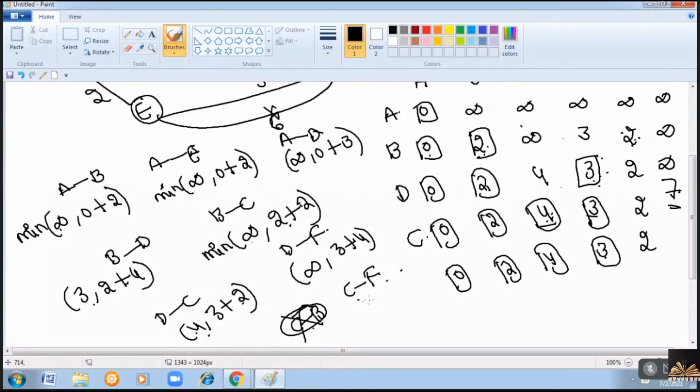So C to F is there, so minimum of F value is 7, destination value, and the mark value is 4 plus C to F cost is 2. So it is 6. So this is the only value, so it will be the minimum value. Mark it as permanent, which is F. After F, you are left with only E.